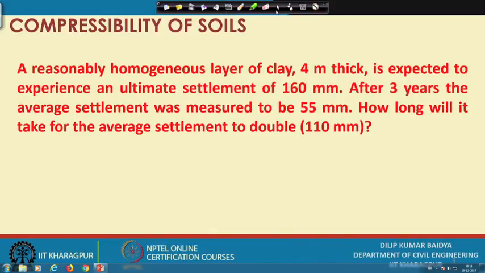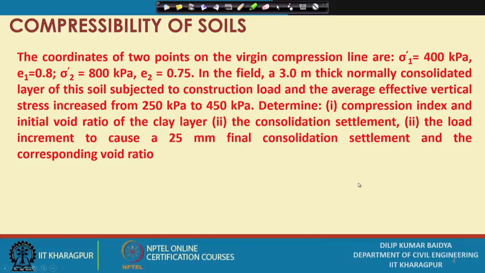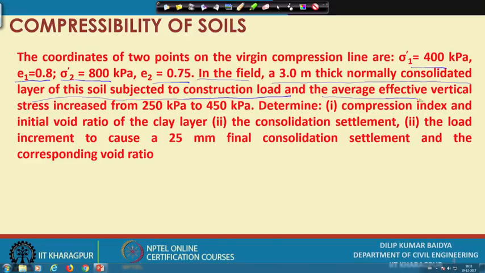Now, let me go to the next problem. You can see the coordinates of 2 points on the virgin compression line are sigma 1' and e 1, and sigma 2' and e 2. In the field, a 3 meter thick normally consolidated layer of this soil is subjected to construction load, and the average effective vertical stress increases from 250 kPa to 450 kPa. Then determine the compression index and the initial void ratio of the clay layer.